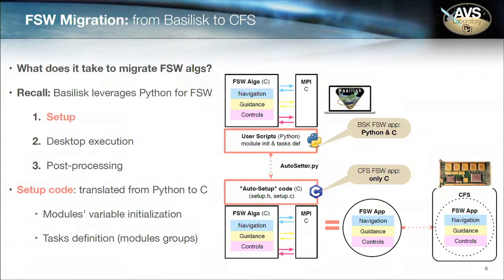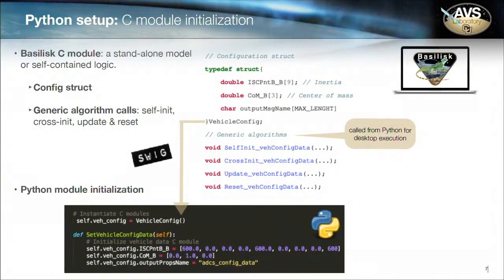In the Basilisk framework, the setup code encompasses module variable initialization and task definition. Now we're going to see each of these two items one by one. We'll start with the C module initialization. A Basilisk C module can be seen as a standalone model or piece of self-contained logic. So in the context of flight software, this could be a specific navigation filter, a very specific control flow.